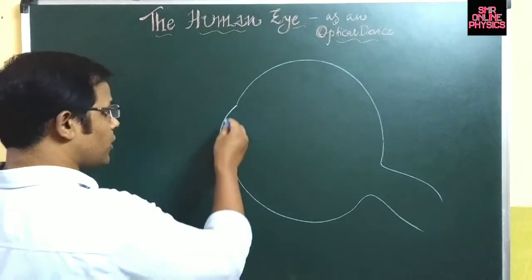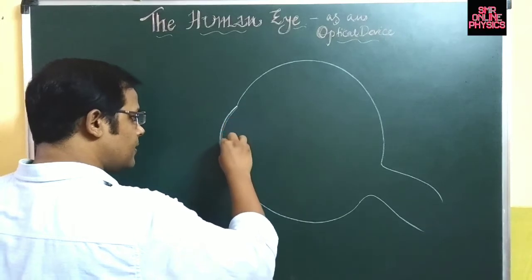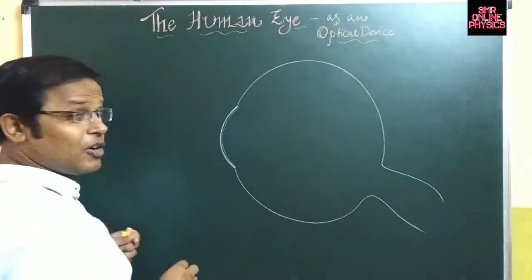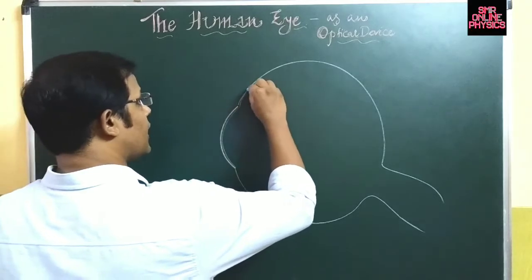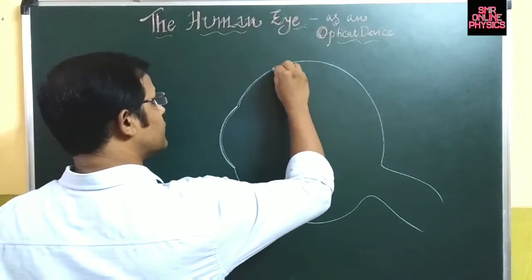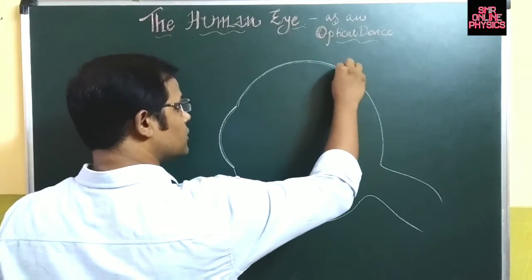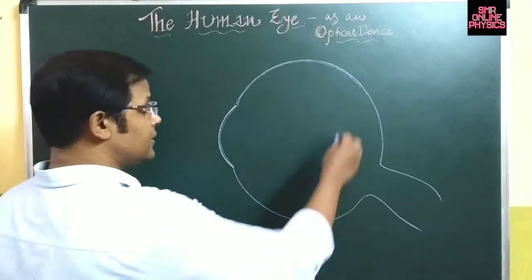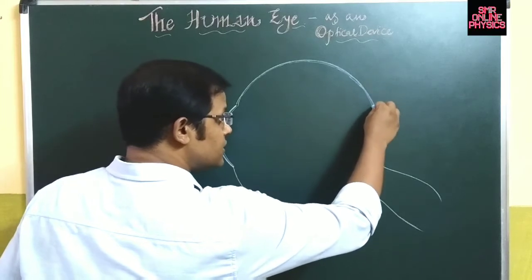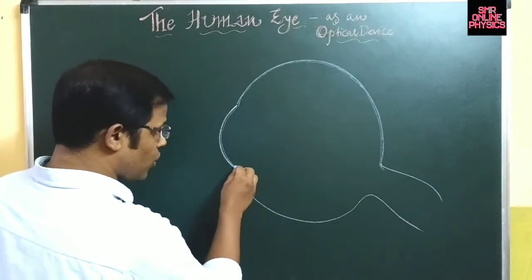So let me draw it one more layer. This is how it looks. This front bulged out portion is the most important part of the eye in connection to the light getting refracted. And that front bulged out portion is called the cornea, right? So let us quickly finish this. This is a dark inner layer, which is also called the choroid.